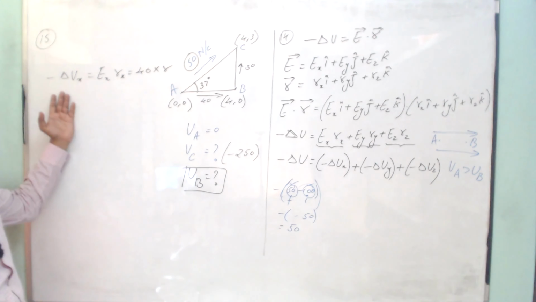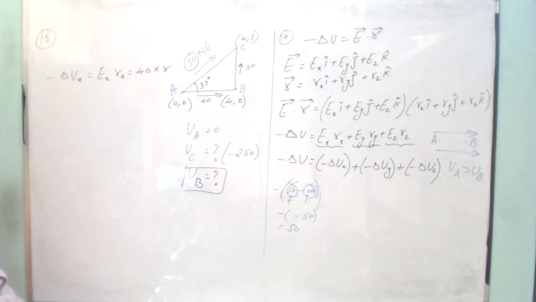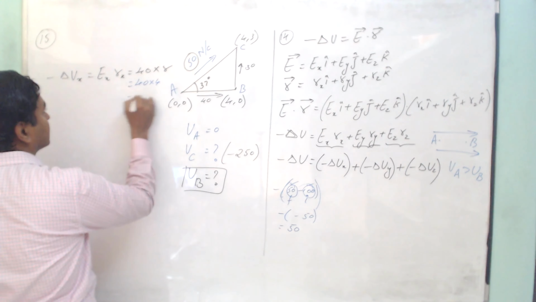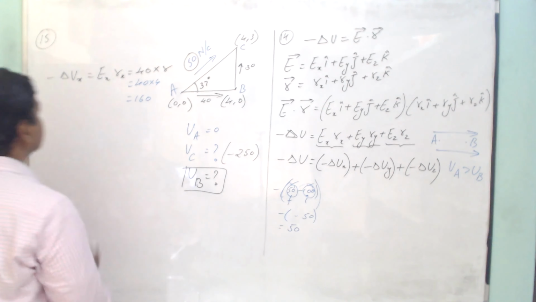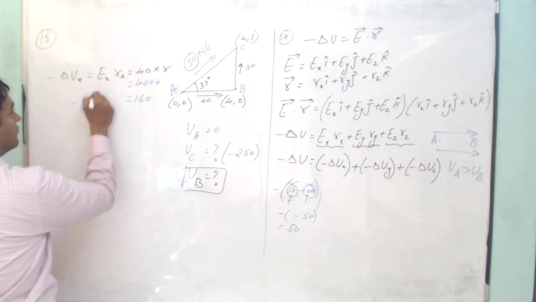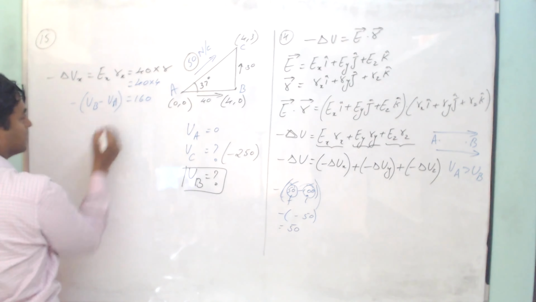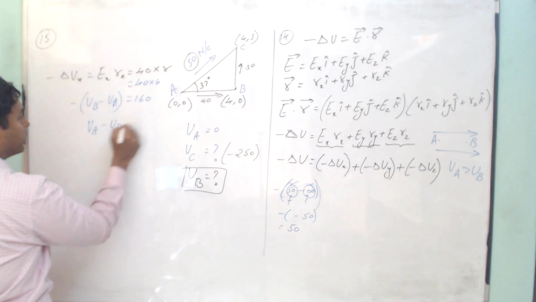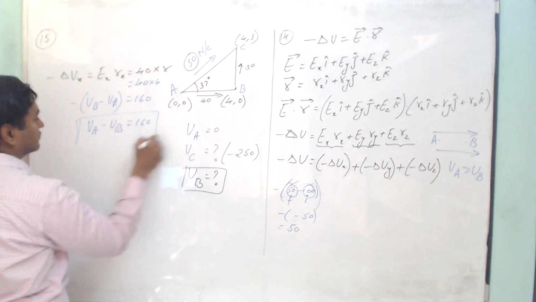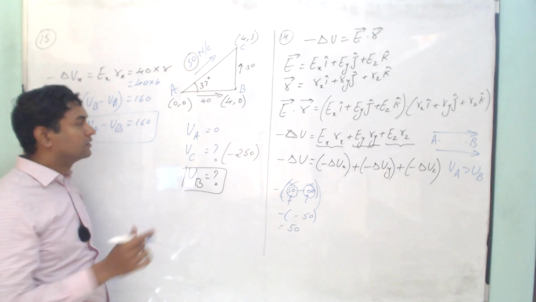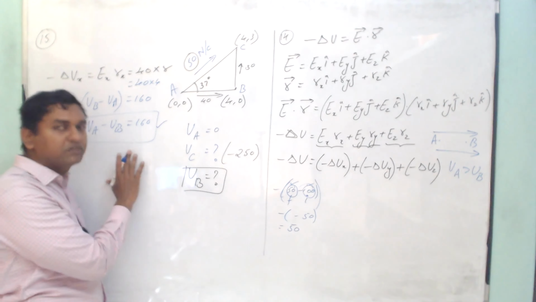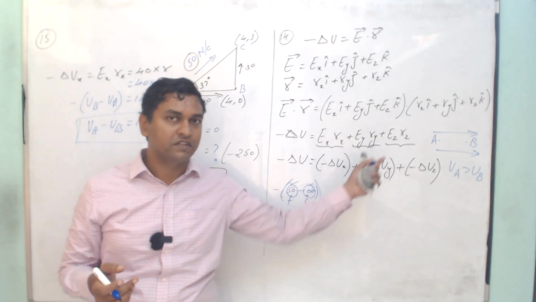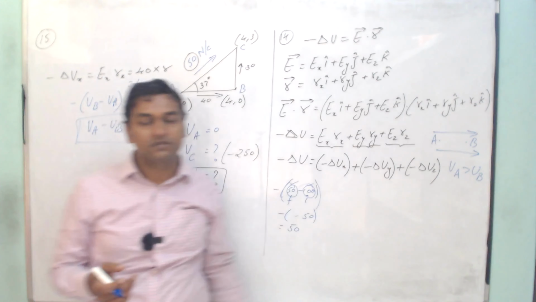Simple example we can see over here. This is 40 into 4, which is 160. So if you look at LHS, VB minus VA, final minus initial. Now, if you take this minus sign inside, VA minus VB, you can write directly also. Because you know the story, you can start actually from here, and we usually start from here. Only thing is just to have it as a formula kind of a thing, we write these stories just for memory basis.